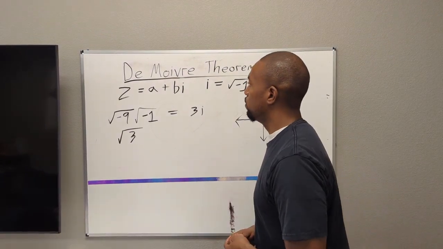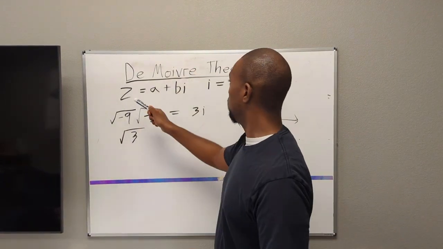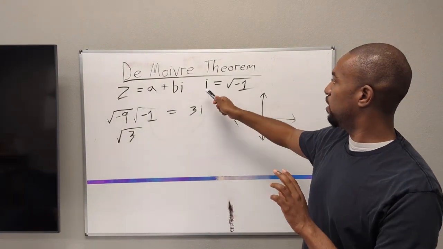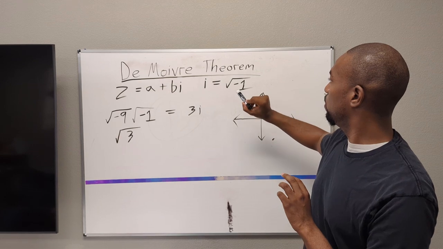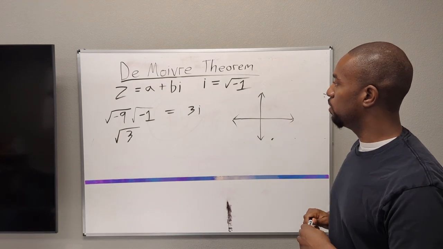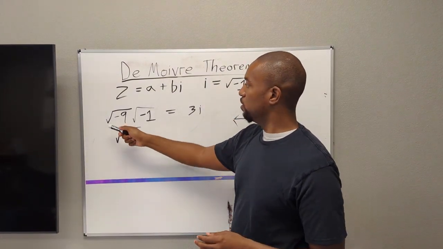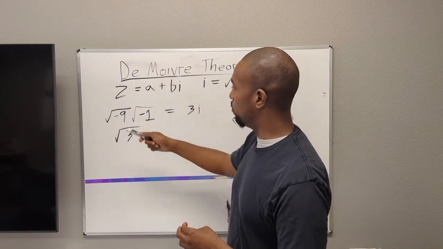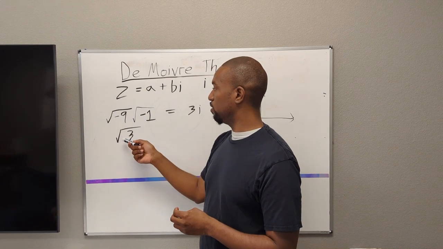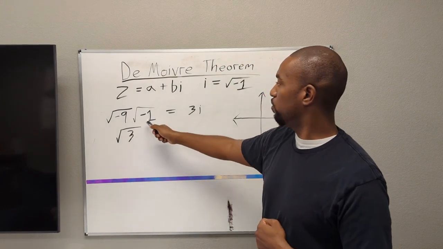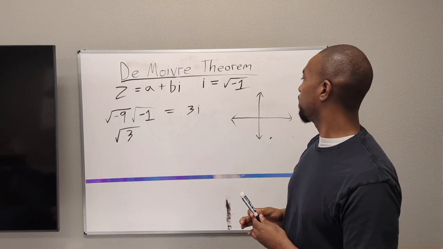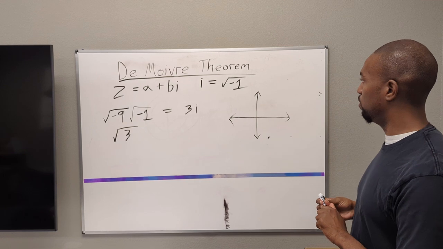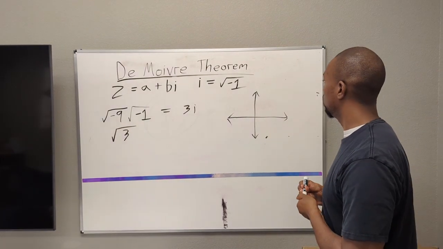Dive into it. So in this case, we will have z equals a plus bi, and i will be representative of the square root of -1. As an example problem, we have the square root of -9 times the square root of -1. After you do the square root of -9, it'll be the square root of 3, and then those two will equal 3i.